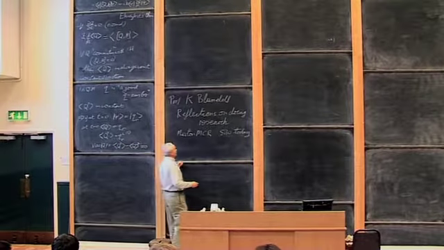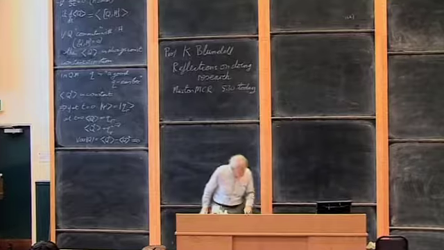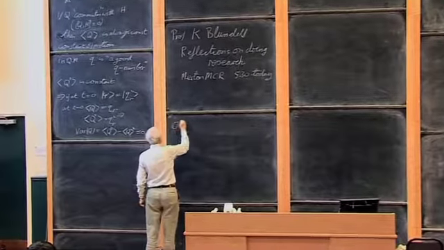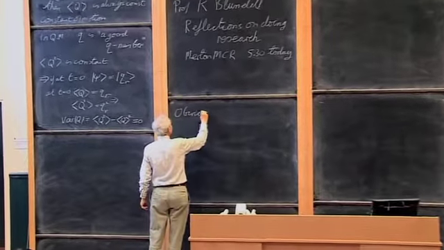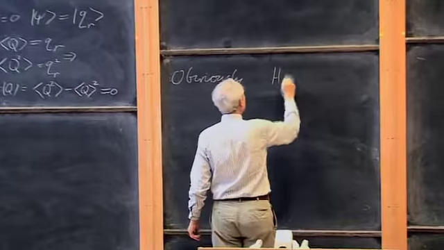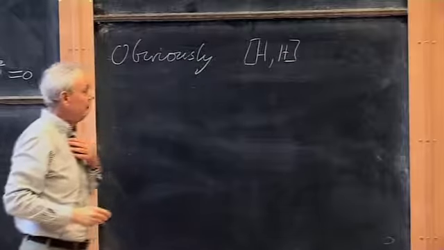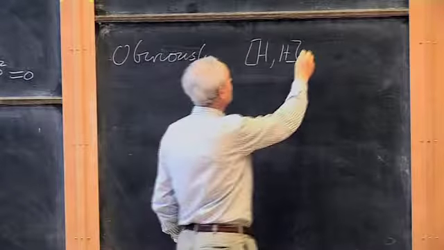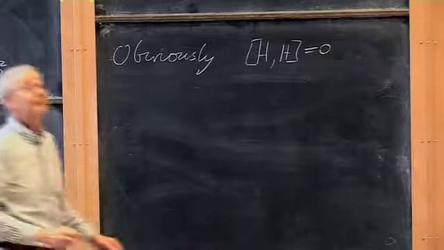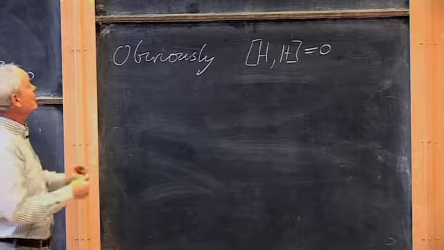Let's move over here for the next point. Obviously, okay, so we're interested in things that commute with the Hamiltonian. And a trivial observation is that h comma h equals 0. This is a bad place, isn't it? I'm not sure there's anything we can do about it.